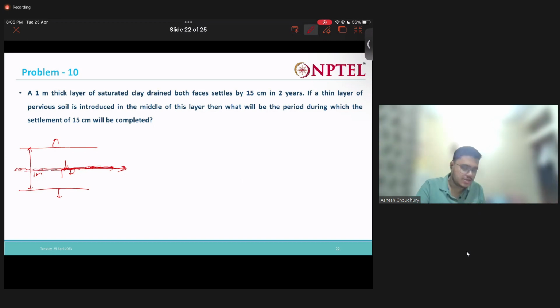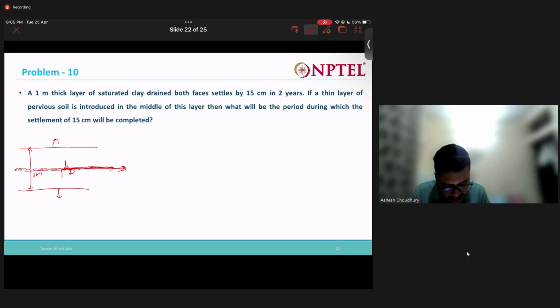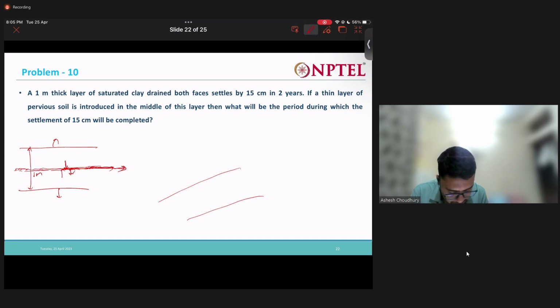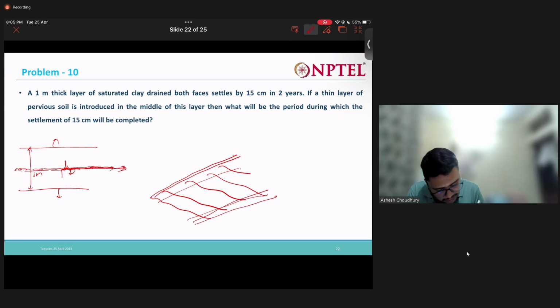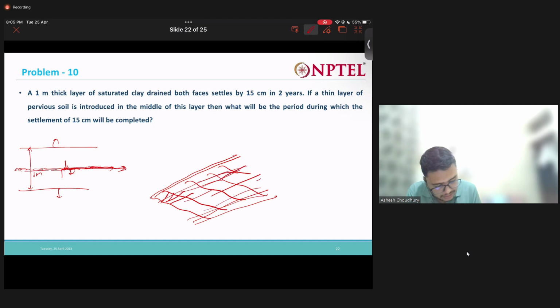These things are actually used in the field regularly. Some geosynthetic materials are provided between layers when we do the filling. Say you are building something: this is the subgrade, you put some geosynthetic material here, and outside drains are there. Then you put some soil above that.